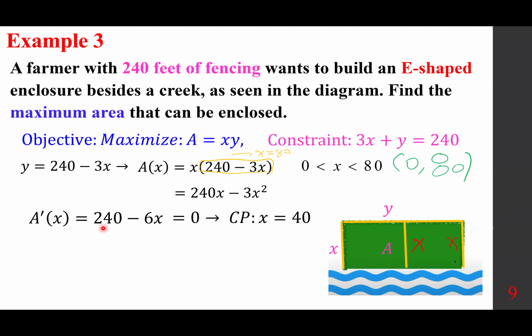A prime is given. A double prime is -6. You have to evaluate A double prime at this point. I want you to know that. But again, this is independent. So even at any point, a double prime of any number is negative, makes it concave down, which results in a maximum. So it looks like that. So maximum occurs when x is 40.